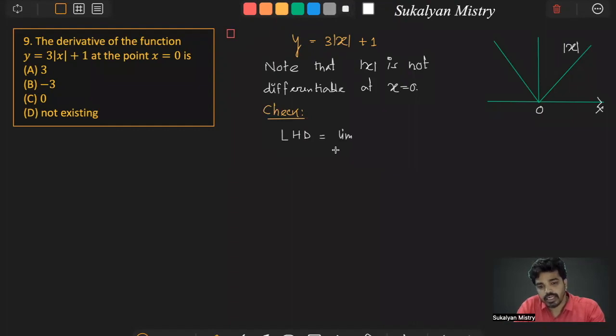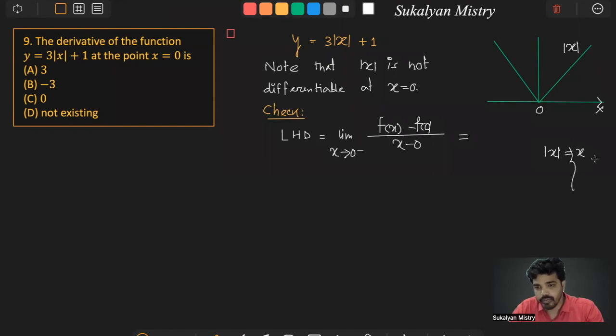So left hand derivative, that is limit x tending to 0 minus f(x) minus f(0) divided by x minus 0. ঠিক, f(x) is mod x, তাহলে আমরা mod x break করি, that is x when x is positive, this is 0 when x is equal to 0, and this is minus x when x is less than 0. So for the left hand, x tending to 0 minus, that is minus x, f(0) is 0 divided by x, so this is -1.